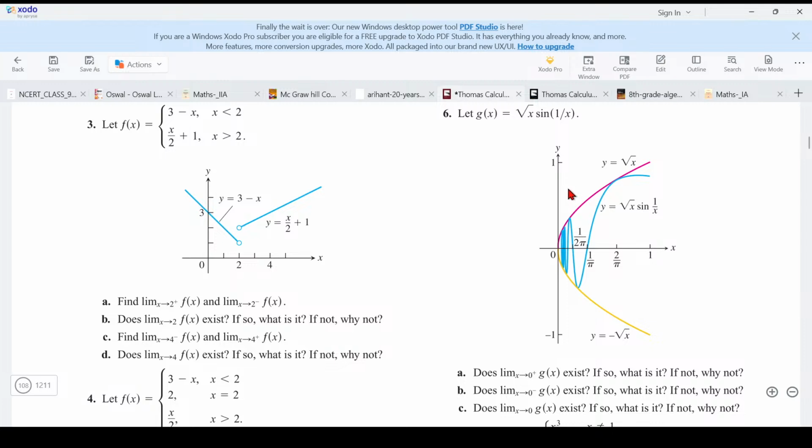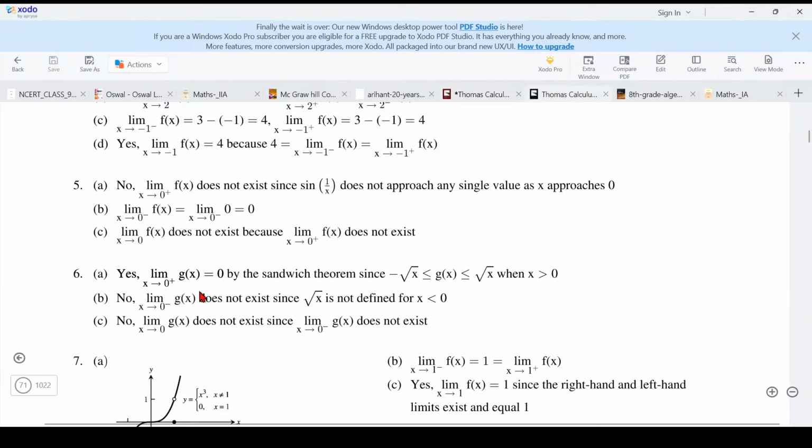That is the point. That's what he is mentioning here. See this. This one should always lie between minus root x and plus root x when x is greater than 0. And that's why, because that is 0, this is 0.